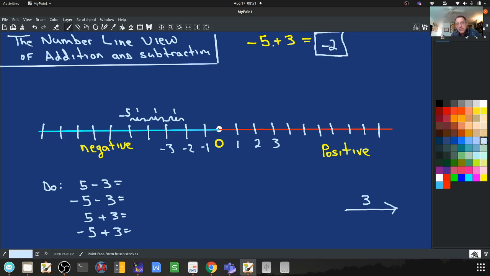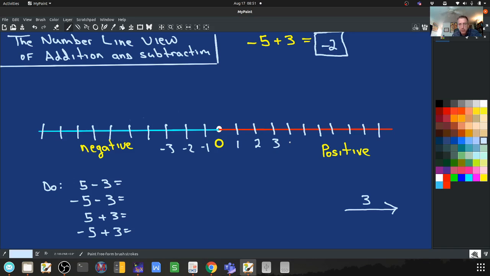So minus 5 plus 3 is minus 2. Not plus 2. Whoops, wrong one. Minus 2. So now that you kind of get the drift, let's do one more. And this is just supplementary material. It's meant to just supplement what we learn in the videos. Let's do 5 minus 3.